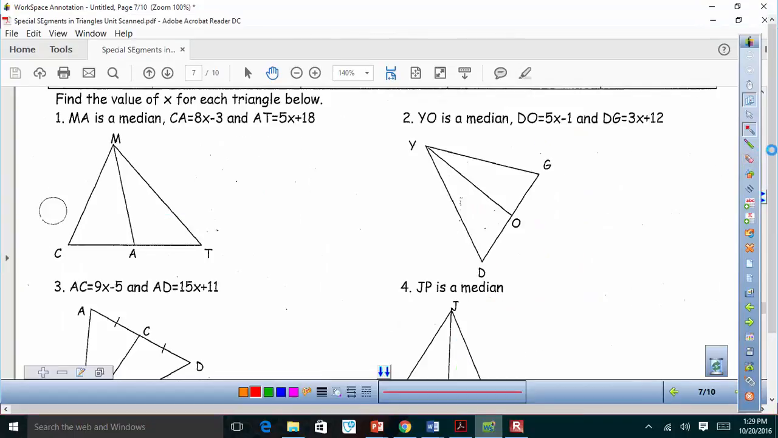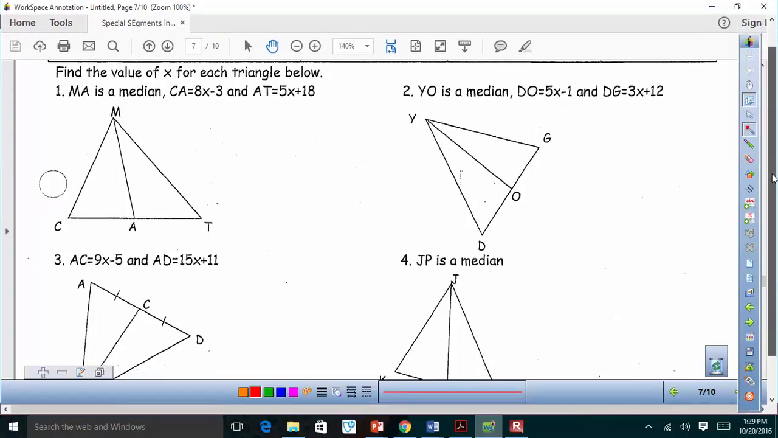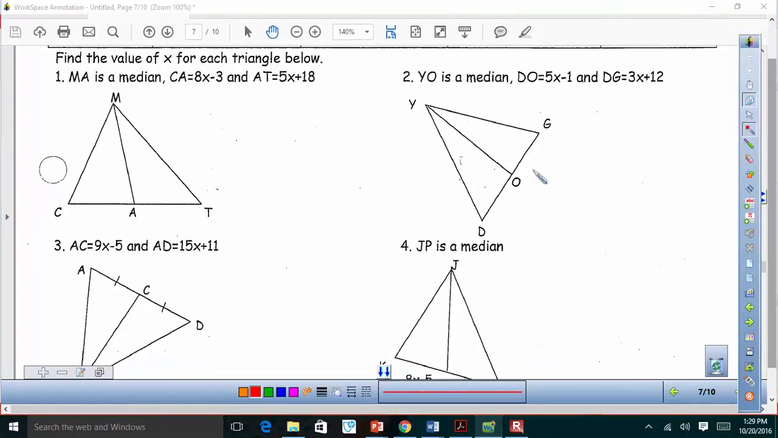Okay, so for number 1, they tell me that MA is a median. Remember, what does median mean? It hits the midpoint, which means it cuts it into 2 equal parts. So immediately I want to go ahead and put my tick marks to show that these are equal.